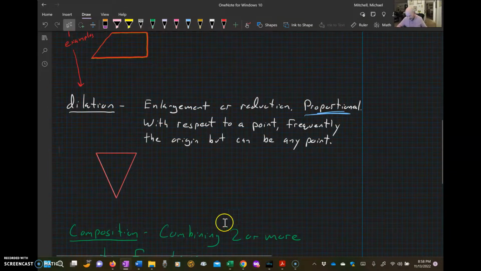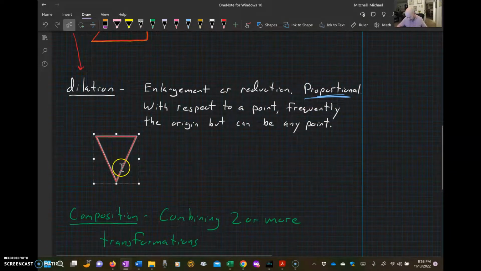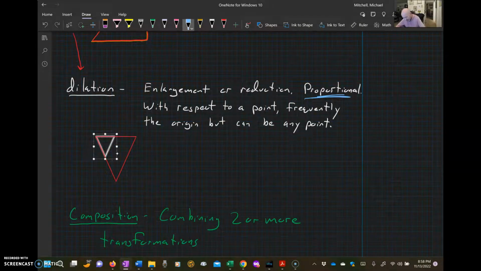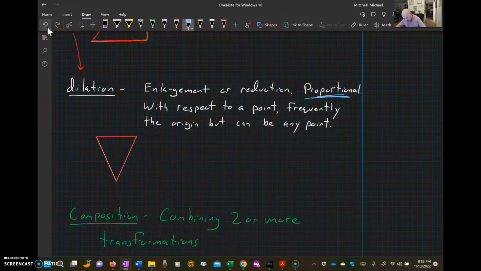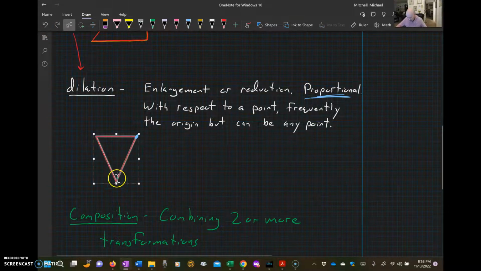So, dilation, it's with respect to a point. This time I was doing it with respect to this point right here. This time I'll do it with respect to this point here, you'll notice. This just means it's going around that point. So we get it in there.